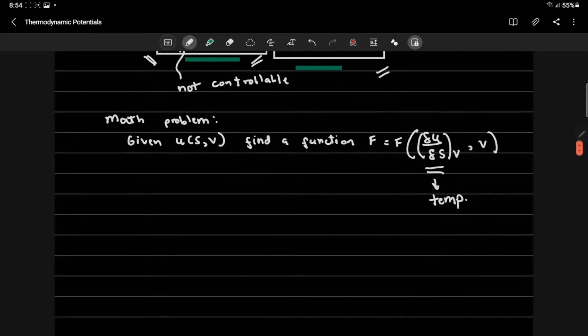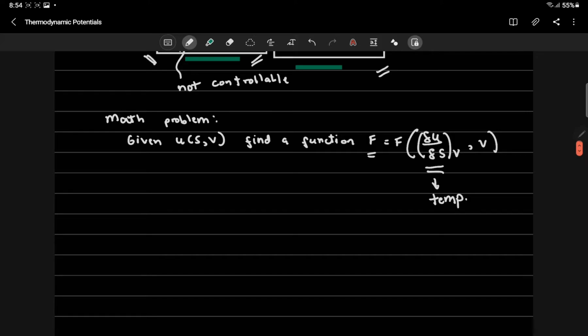It's just that we want to find a new function f such that it's not s that we vary, but rather this derivative. Okay? Because what we want is to find a function that contains the information inside this derivative. And that derivative, remember, has information on entropy. So, we are now converting our original function into a new function where the derivative, which is just equivalent to temperature, is what we vary and not entropy. Because entropy is hard to change.